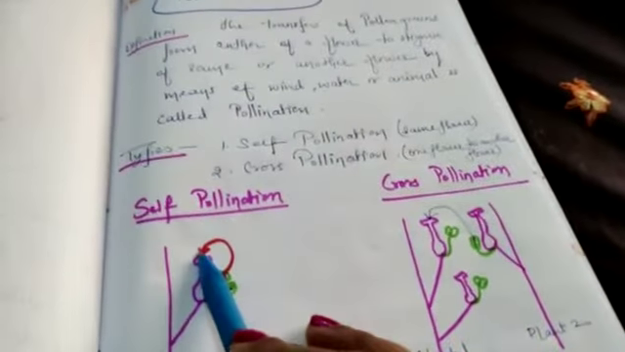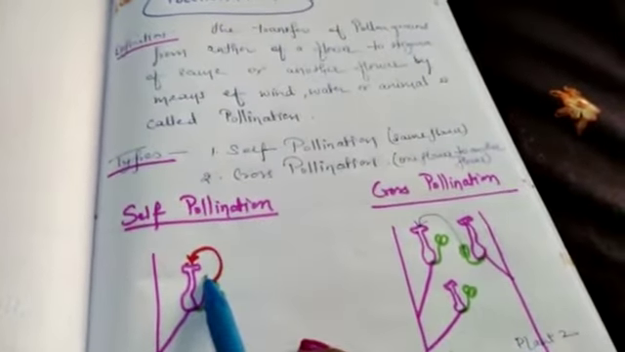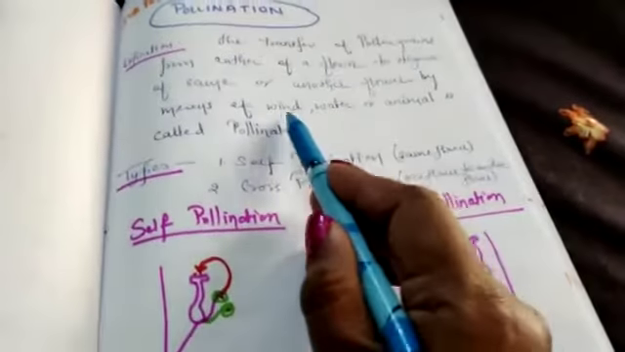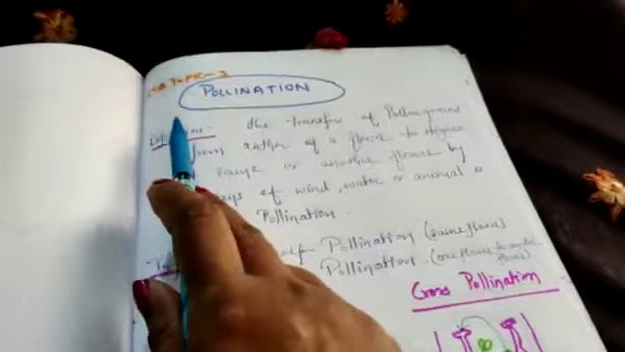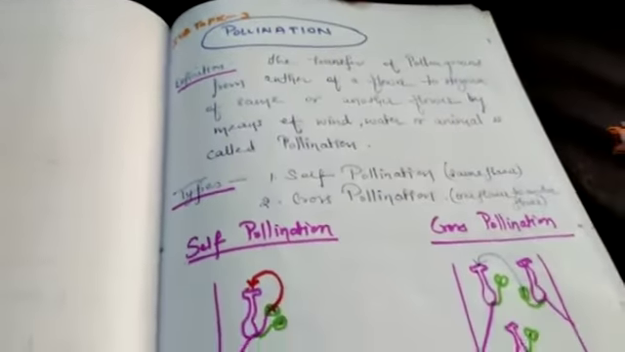तो यहाँ से यहाँ तक कैसे जाएगा? या तो हवा से जाएगा, वाटर से जाएगा, एनिमल से जाएगा. So these are the agents of pollination, right? The two types. This is our subtopic number 3, pollination. अब एंथर यहाँ से वहाँ तक चला गया.